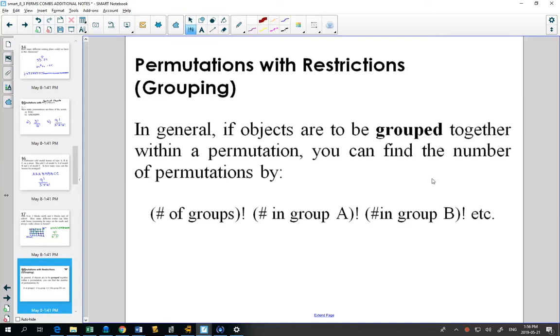Okay, first thing, we're just going to call this permutations with grouping. We've already talked about restrictions, as in if there's a restriction on a decision, we deal with that decision first, so I don't want you to mix up these two different strategies. This is going to be permutations with groupings. In general, sometimes objects can be grouped together within a permutation.